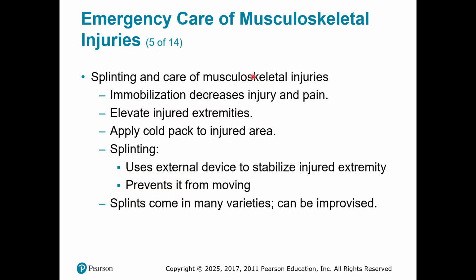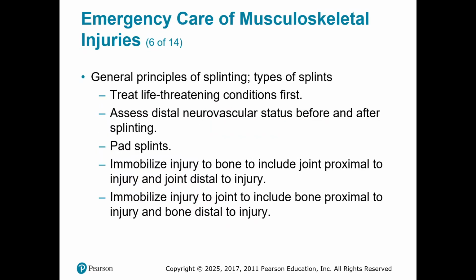Splinting and care of musculoskeletal injuries. The reason why we splint, right, is immobilization to decrease injury and pain. We're going to elevate the injured extremity as long as it doesn't compromise the C-spine. We're going to apply a cold pack, if we have them, to the injured area. There are plenty of external devices that we have to stabilize injured extremities, but I think we have the cardboard splints that we use to prevent it from moving. And yeah, there are plenty of varieties of splints out there.